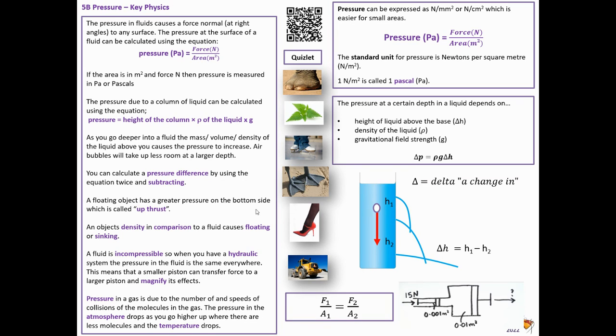Floating objects have greater pressure on the bottom side, which is called upthrust, so that causes it to rise. An object's density in comparison to a fluid causes floating or sinking. So density differences we need to look at.